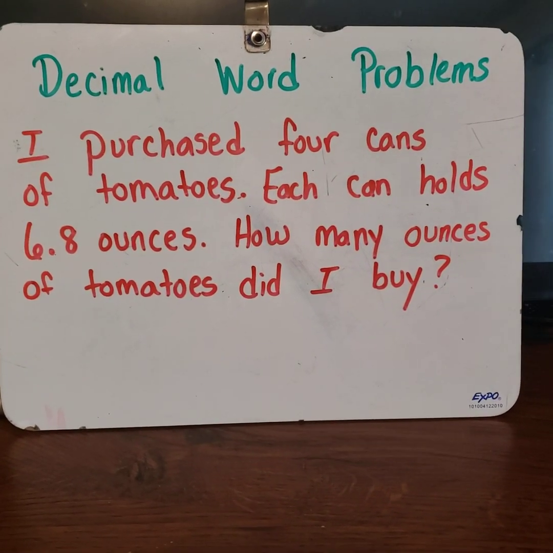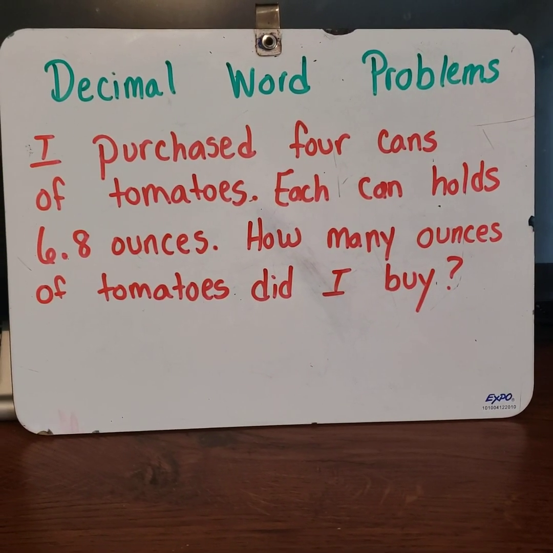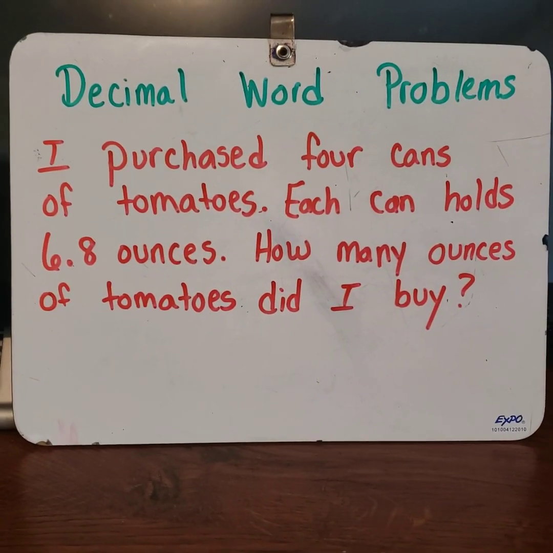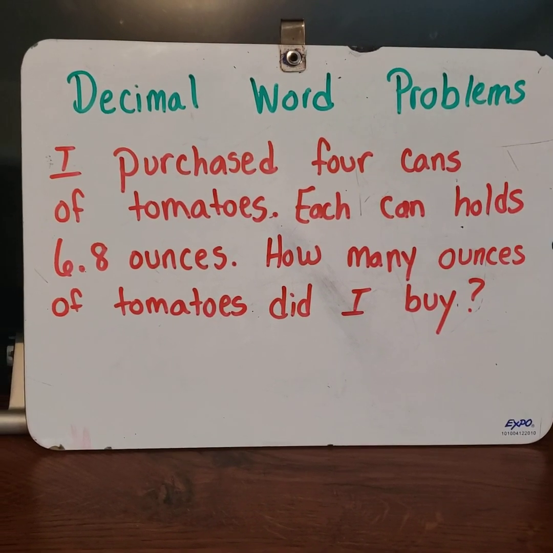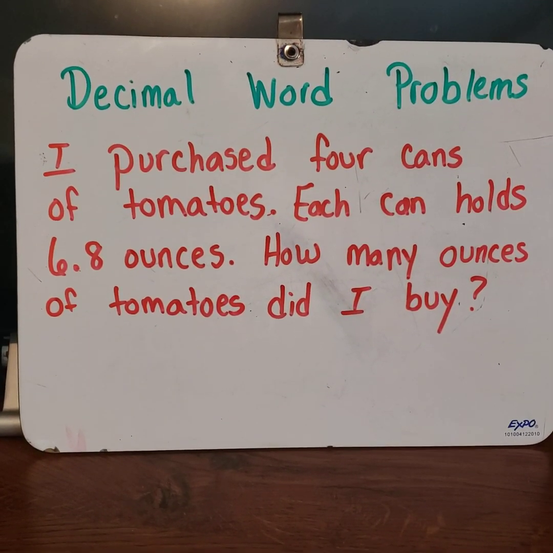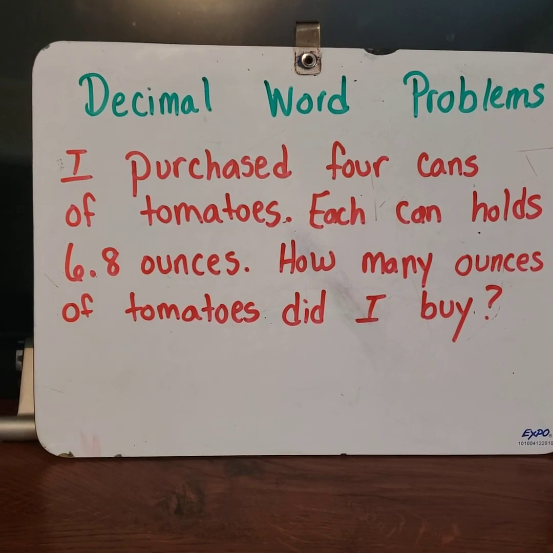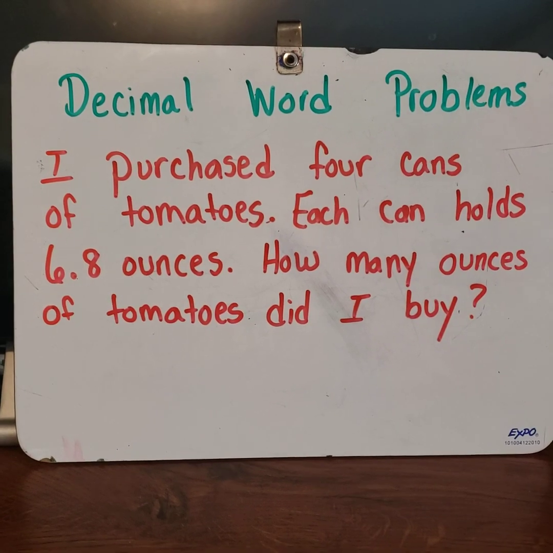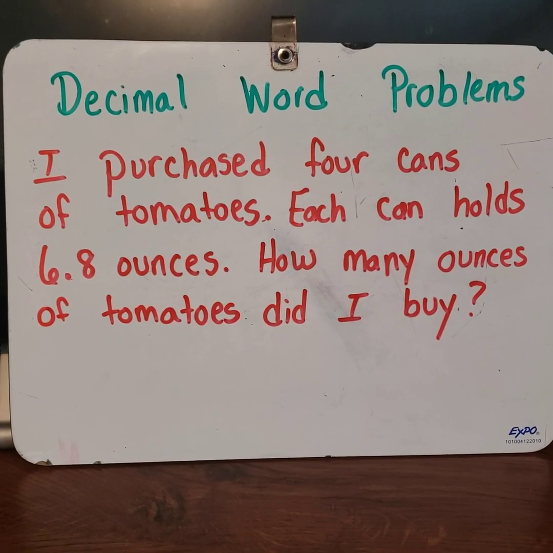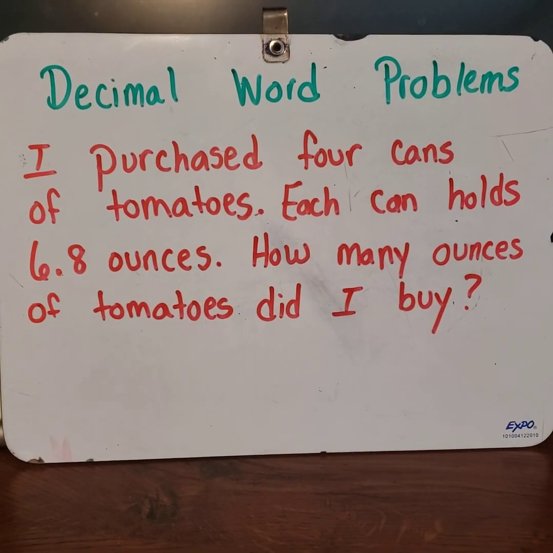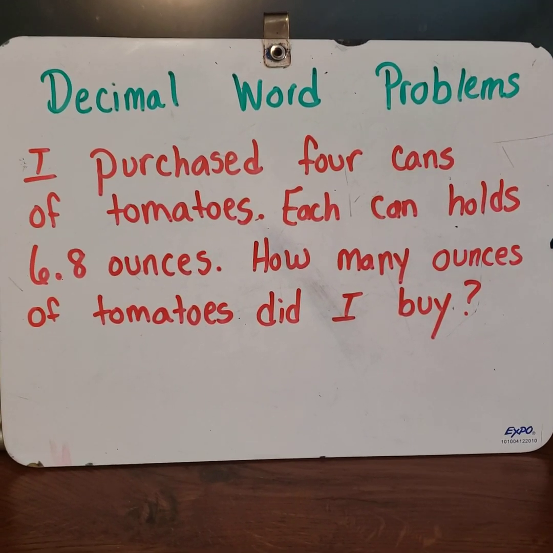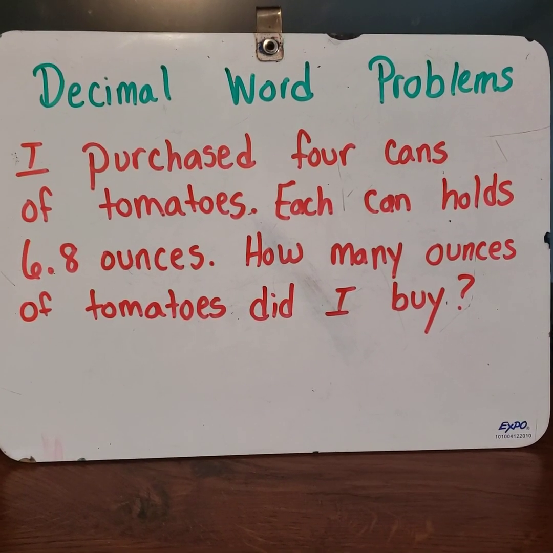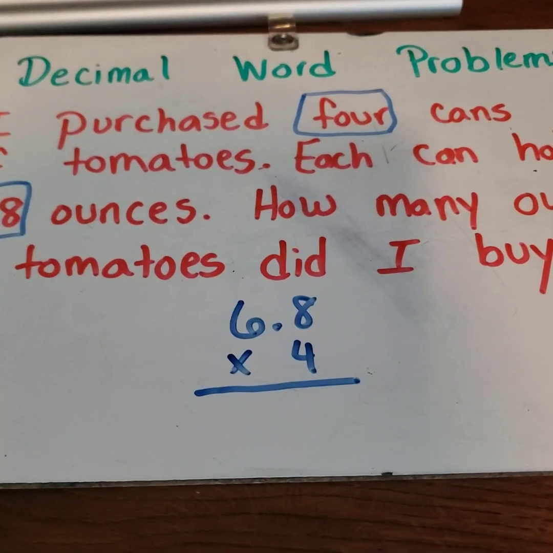So when you're looking at a word problem, you're trying to decide, am I multiplying, am I dividing, what in the world am I doing? Look at the numbers that you represent and think about if you were in this situation. Let's say you went to the grocery store and you've got 4 cans of tomatoes. Each can is 6.8 ounces. You want to know that total amount of tomatoes that you have. Therefore, you're going to multiply 6.8 times 4.